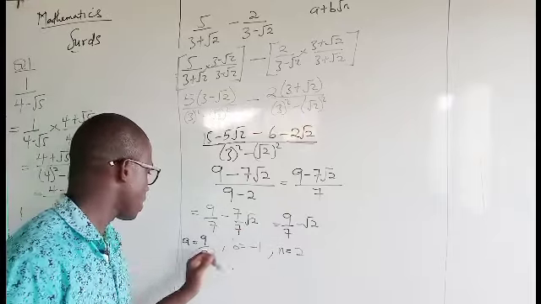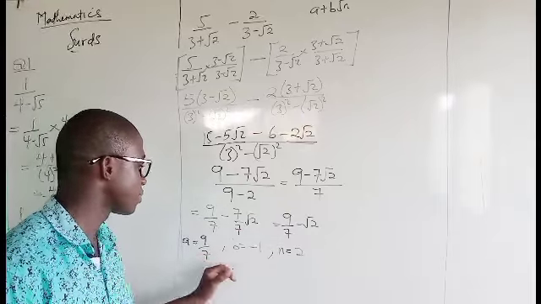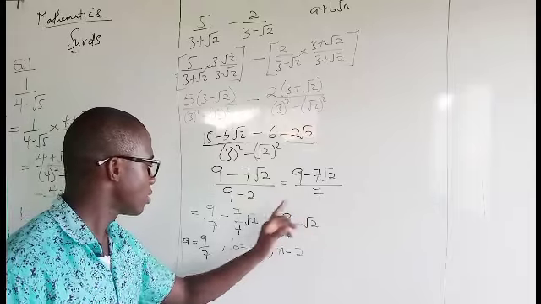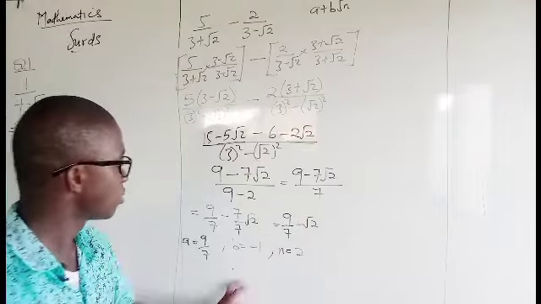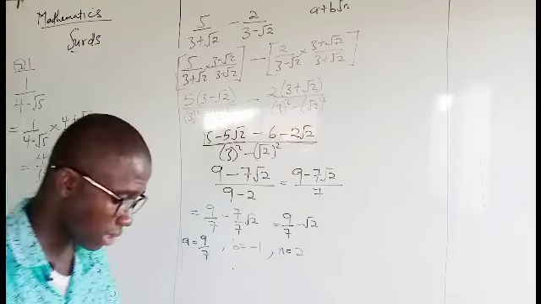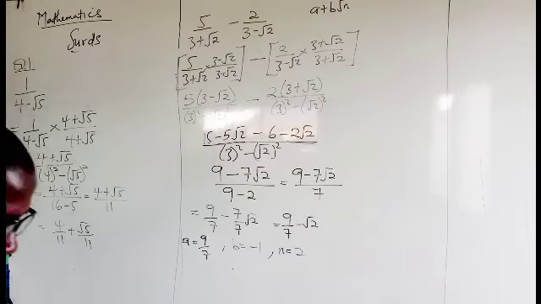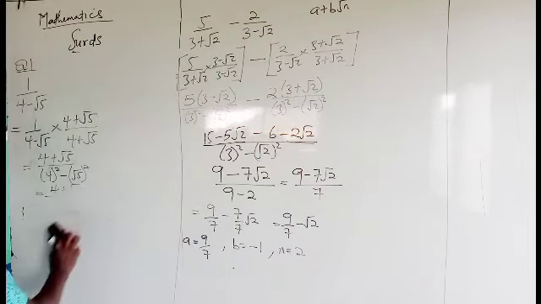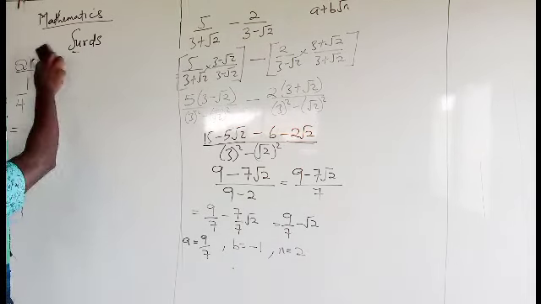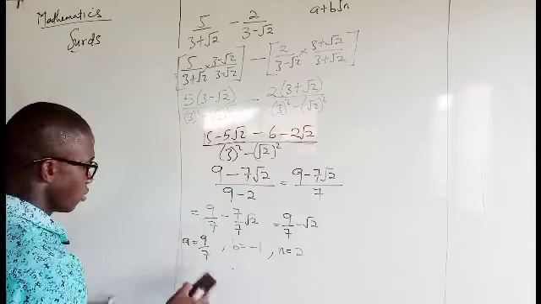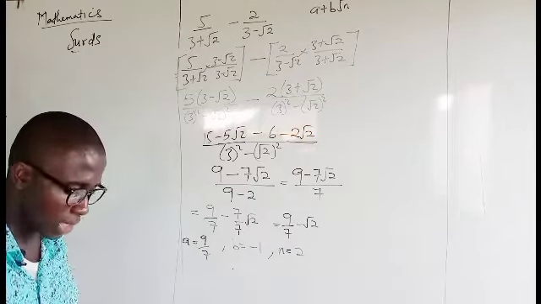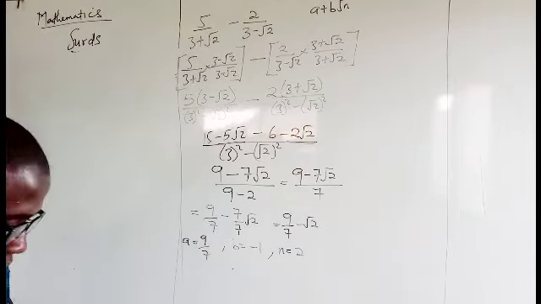So our a becomes 9 over 7. Our b is negative 1, and our n in the square root becomes 2. Okay, so this is generally one question that we can also focus on.